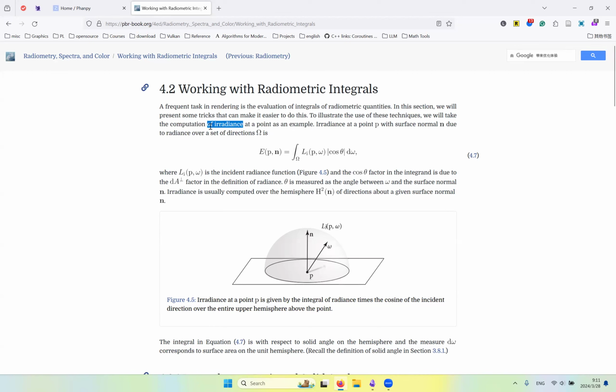We often need irradiance when we do some kind of baking stuff. So irradiance at point P with a surface normal n, due to radiance over a set of directions.